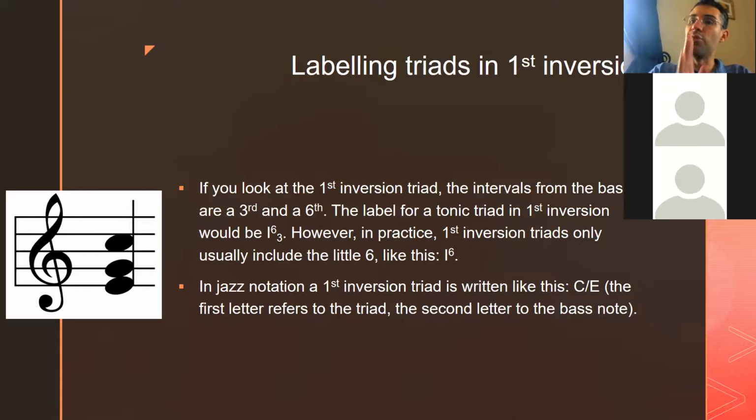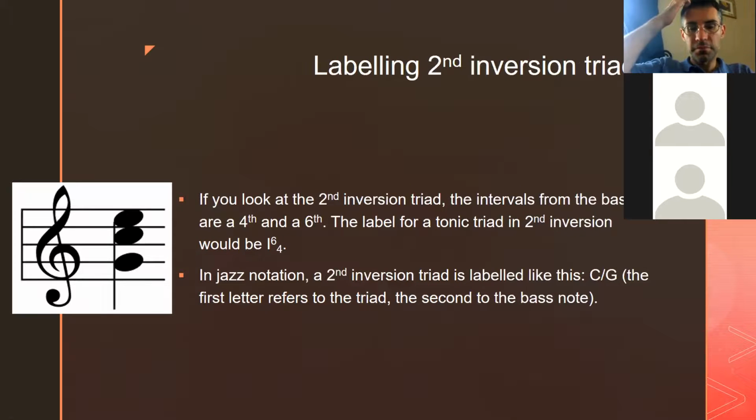So if it's root position, you just write the 1. If it's first inversion, 1 with a little 6 next to it. Now let's work out the intervals from the bottom note in the second inversion. From G to C, G, A, B, C, it's a fourth. And from G to E, G, A, B, C, D, E is a sixth. So we would call this chord 1, 6, 4.